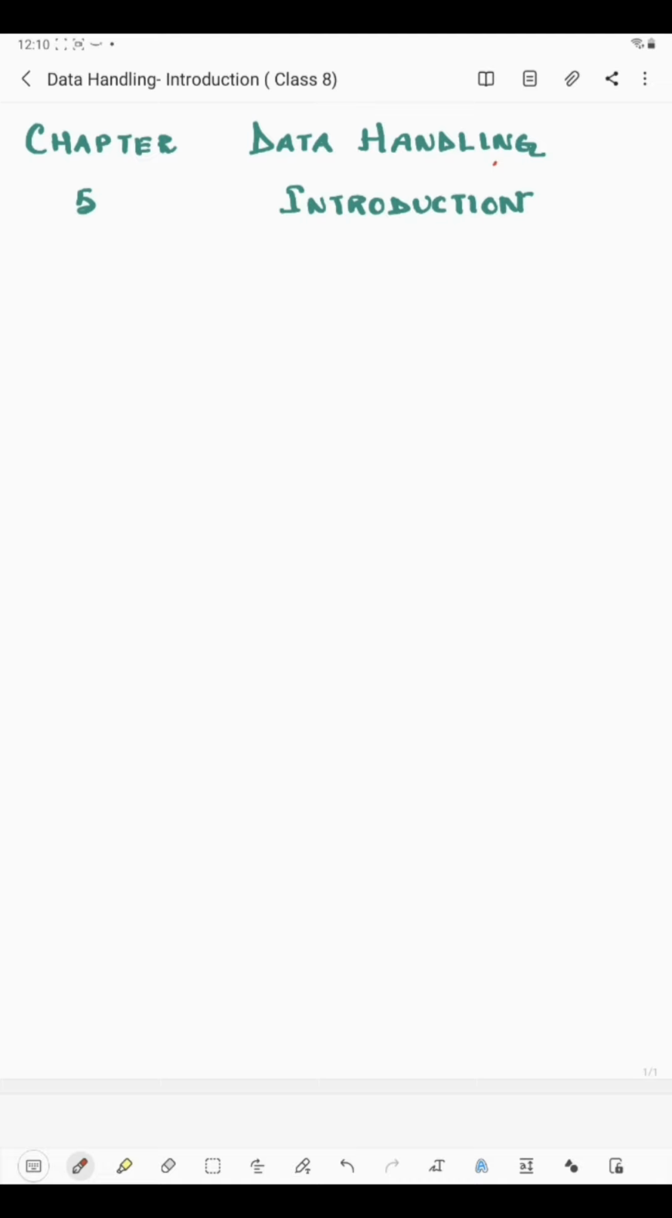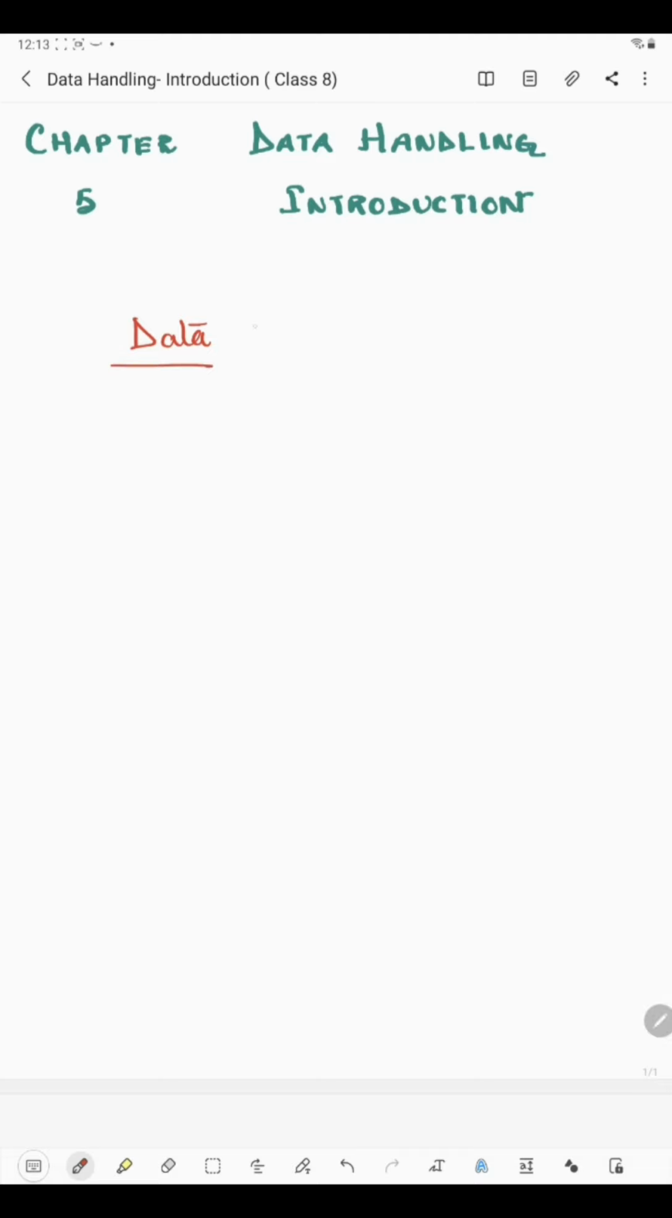Now at first, we need to know what we mean by data and why data handling is required. You must have observed that we teachers record the attendance of the students in class every day. We record the marks obtained by you after every test, right? So here comes the need of data handling.